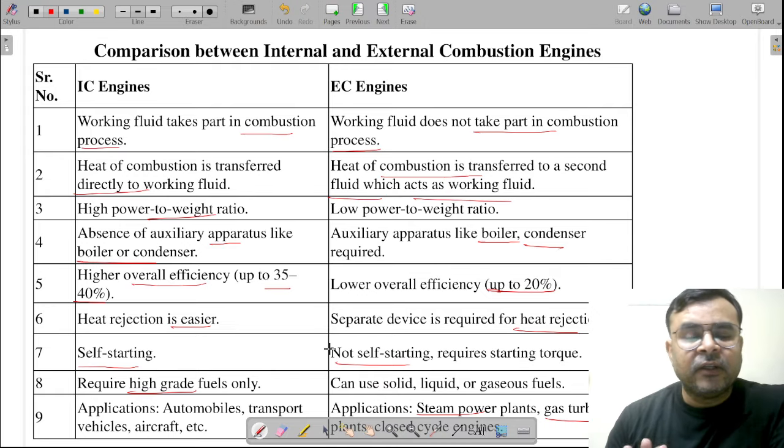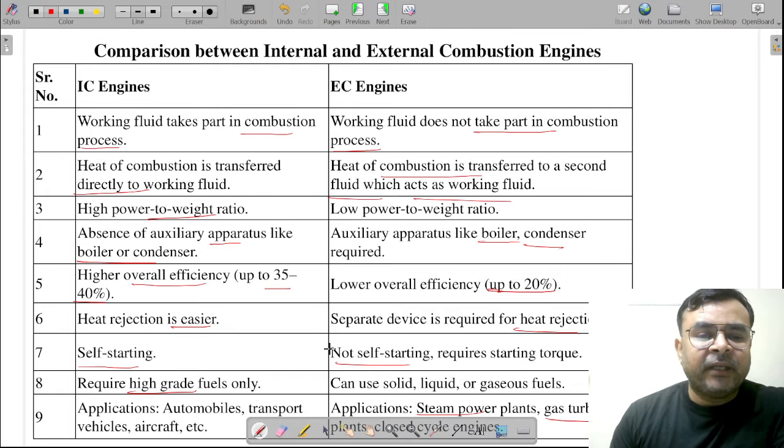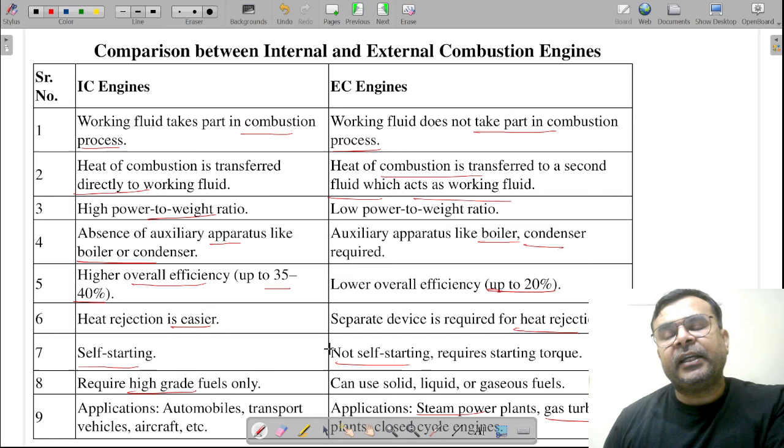Mainly these two are the major consumers of the external combustion engine.